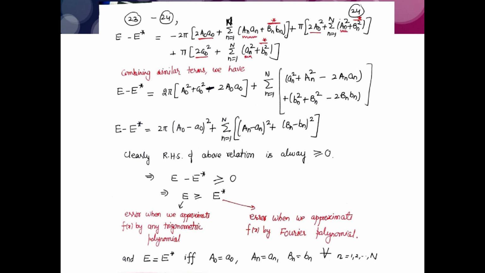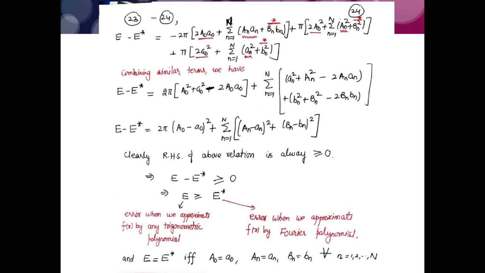Now we can further simplify this one, and finally we have the third equation on this slide, that E minus E star is equal to 2 pi times capital A naught minus small a naught whole square plus summation over n 1 to capital N of an capital An minus small an whole square plus capital Bn minus small bn whole square. Clearly, right hand side of this above equation is always greater than or equal to 0.